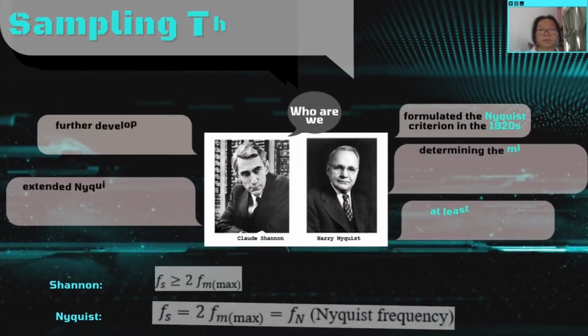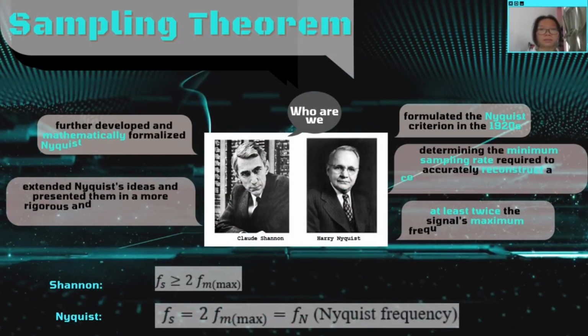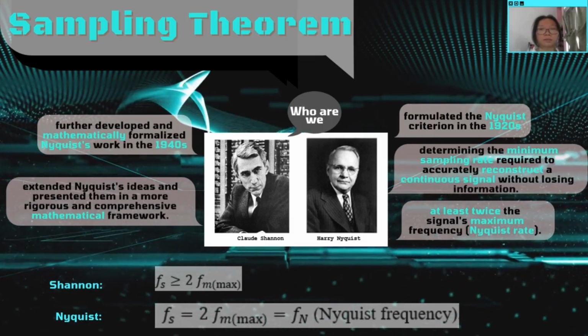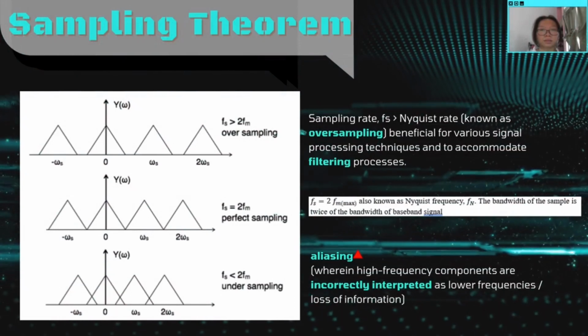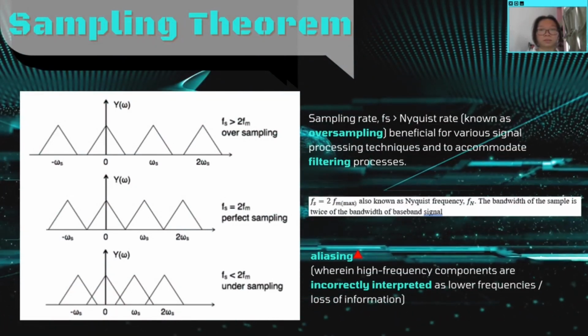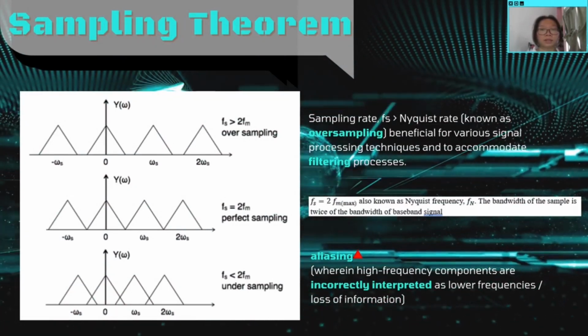The sampling theorem, Nyquist rate, determines the minimum sampling rate needed to readily reconstruct a continuous signal without losing information. If the sampling rate is lower than the Nyquist rate, aliasing happens. High frequency components are incorrectly interpreted as low frequency.